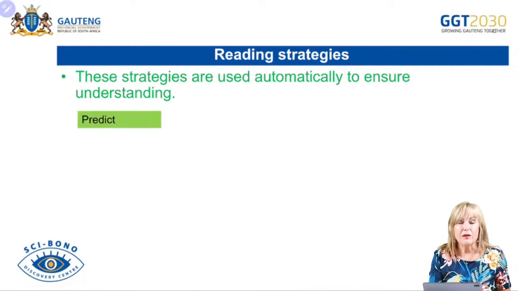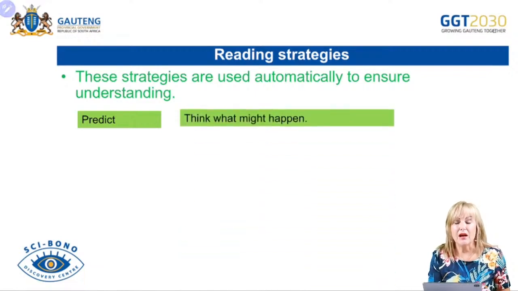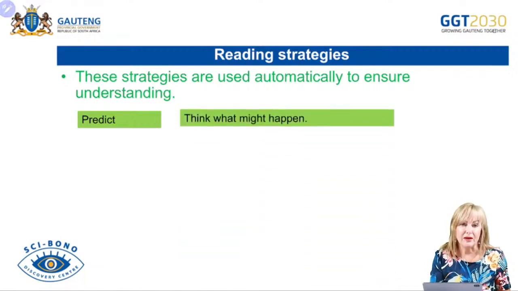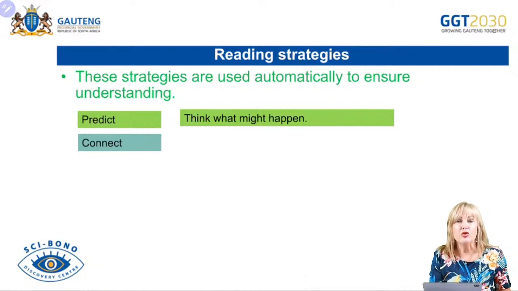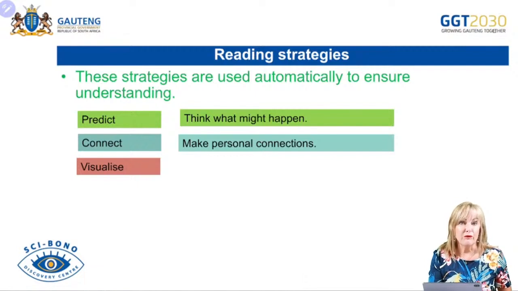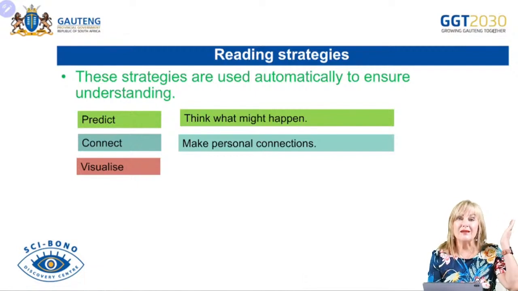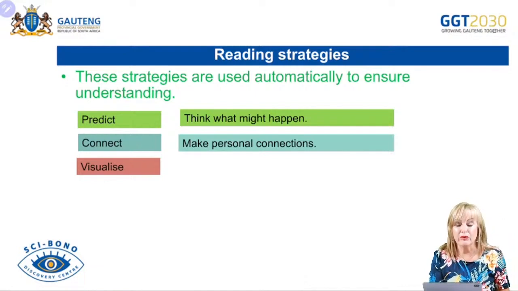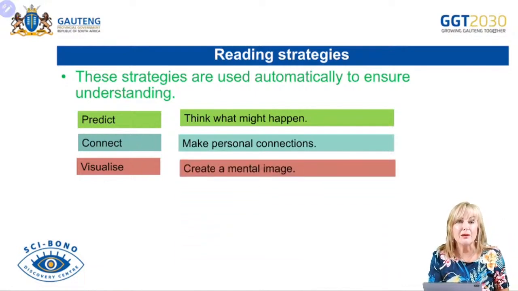The first one is predict. When you predict, you look at the title and you skim through it, and then you get a basic idea. You think what is going to happen in the text. Then you connect. With connect, you make connections between things that happened in your own life or things that you know already and that you are reading about. When you visualize, you all know vision, it means you can see. In your mind's eye, you can draw a picture. You can picture what the author is trying to tell you. You create a mental image.